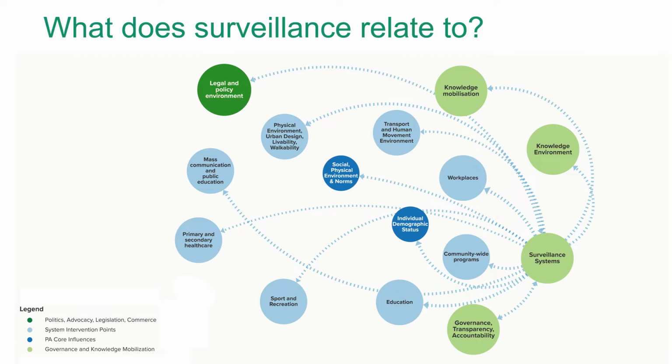Surveillance is of course linked to physical activity, the black box in the previous slide, not shown here, as well as the core elements of demographic status, social and physical environment, and social norms.